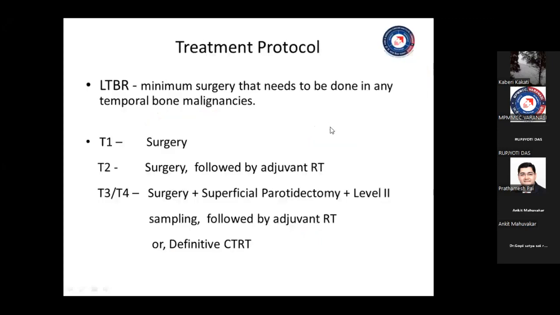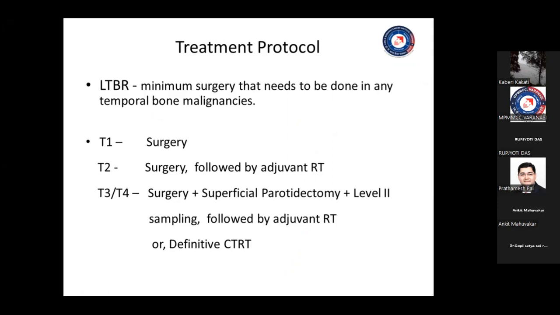So in the treatment protocol, the lateral temporal bone resection is the minimum surgery that needs to be done in any temporal bone malignancy. There are reports about sleeve resection. However, it was found that the recurrence rate with the sleeve resection in T1, T2 tumors can go as high as even 45%. So apart from very small T1 disease with indolent histologies like maybe adenoid cystic carcinoma, the standard protocol is that the LTBR is the minimum surgery needed.